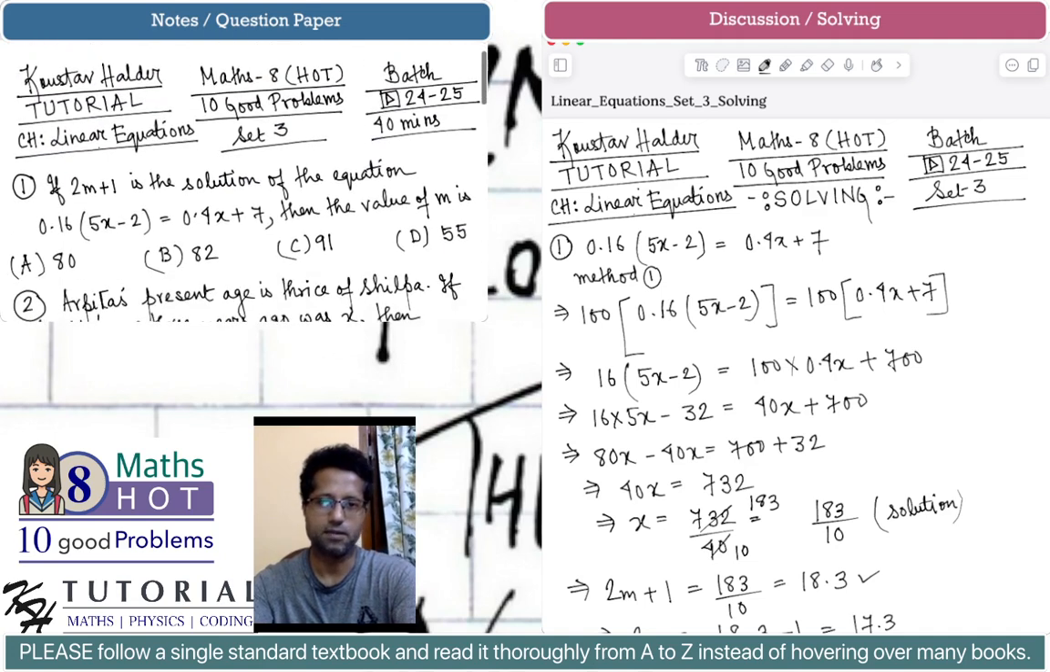Very soon I will start the next chapter, that is percentage, from following the textbook of author R.S. Agarwal in the other playlist, that is CBSE Maths 8 R.S. Agarwal.